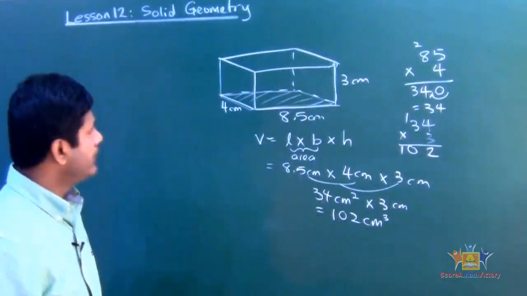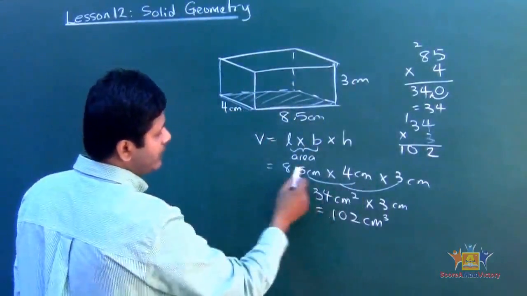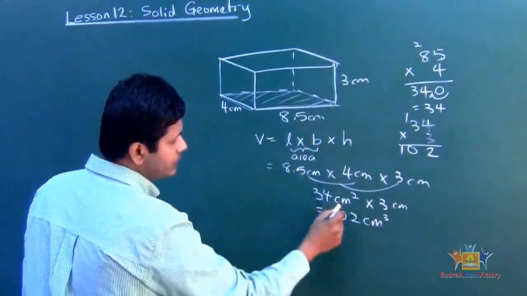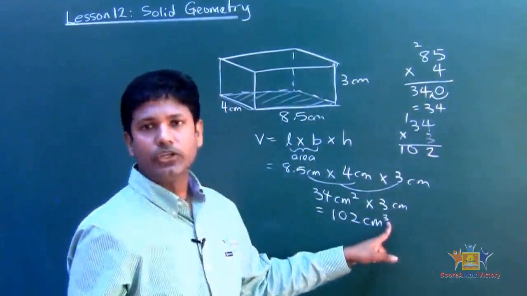So it's very important to understand this. Alright? So the surface area times the height. We found the surface area first, the bottom surface area, which is that, and then we times with the height, gave us 102 centimeter cube.